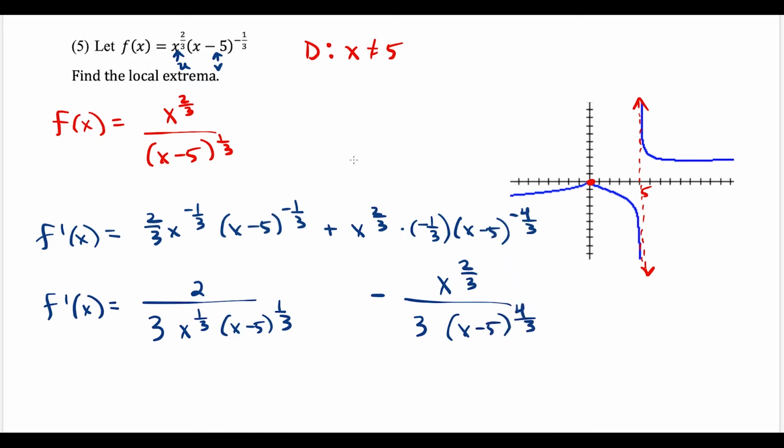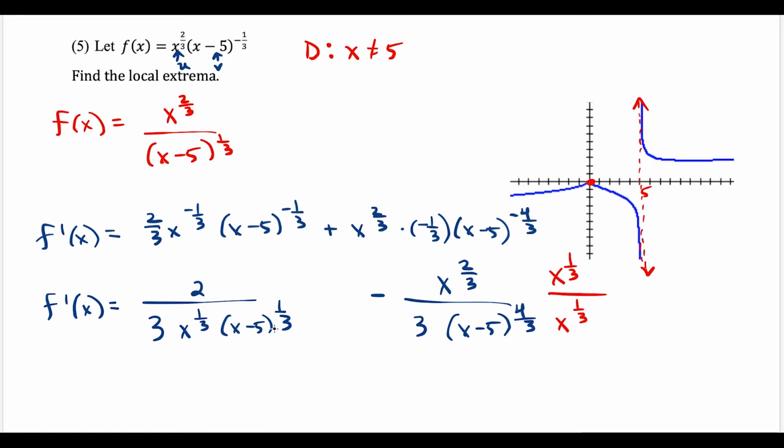So what I want to do for this question before we start finding critical points is I want common denominators. So notice they both have a denominator of 3, which is good. But this second fraction is missing an x to the 1/3. So we can multiply by x to the 1/3 over x to the 1/3. And now the x to the 1/3 matches.